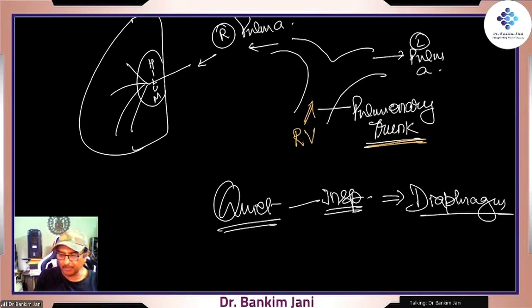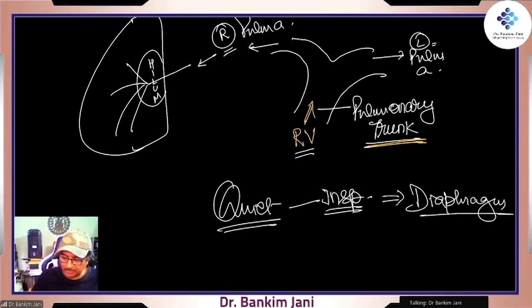So here it is, the pulmonary trunk. This is the right ventricle. That's how it really goes. When we look at the anatomy, the right ventricle goes to the right pulmonary artery and the left pulmonary artery, and then they go into the respective lungs. The area where these pulmonary arteries enter is called the hilum. That's called the hilum.